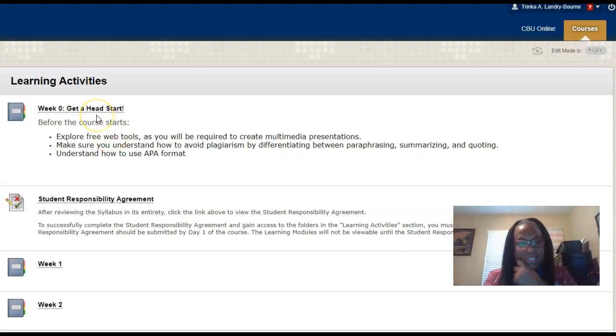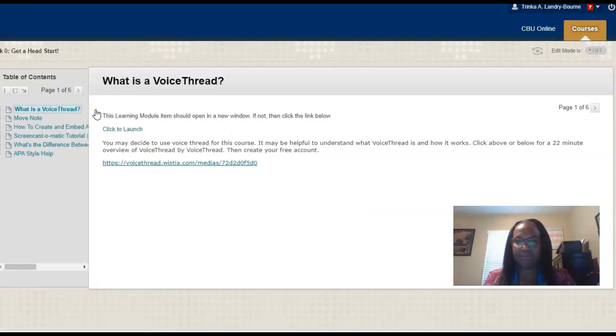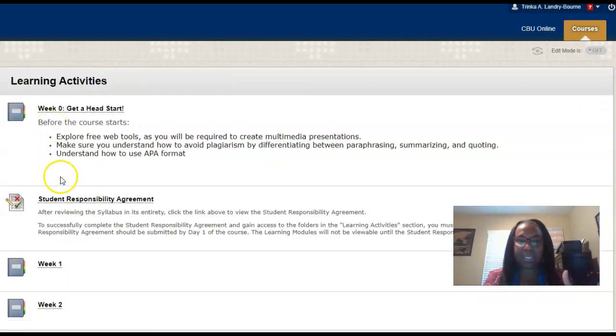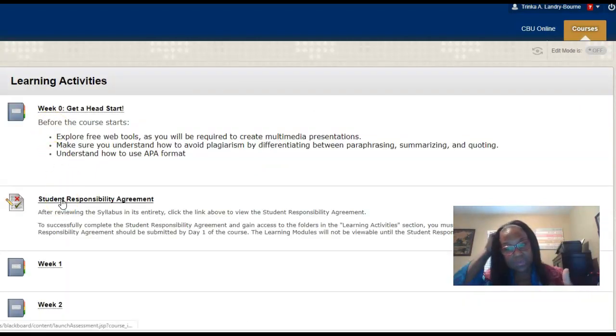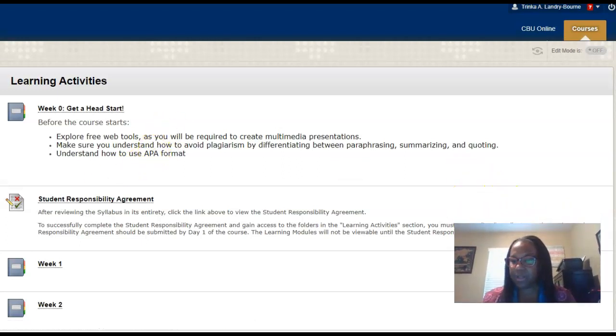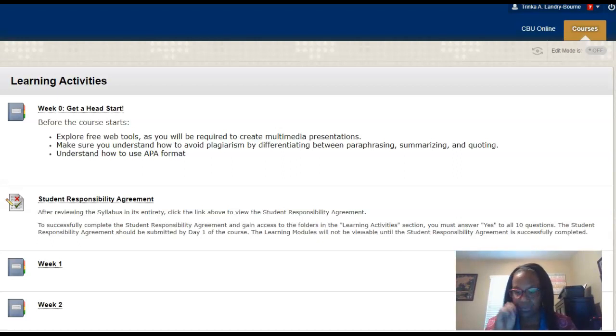So week 0 is just a head start. It allows you to see tutorials and tools to help you with getting started for this class. So feel free to go through and launch and find out information that's beneficial to you. Mine will look slightly different from yours just because I'm on the administrative side, but for the most part, the information that you would access would be the same.